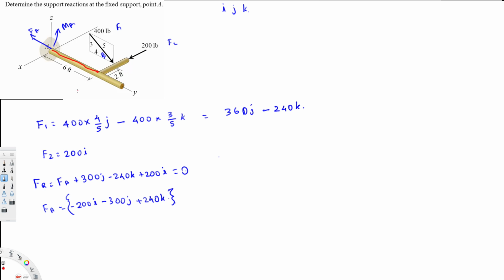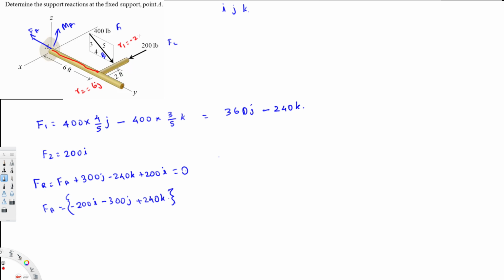So let's say this is R2. R2 is going to be equal to 6 feet long, therefore it's going to be 6. We know the y is j, so 6j. And this location is located 2 feet away from the x-axis. It's in the negative direction, so it's going to be negative 2i. Let's call this one R1.